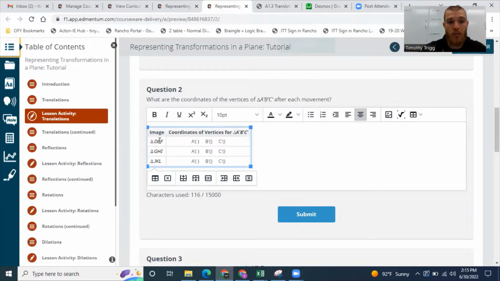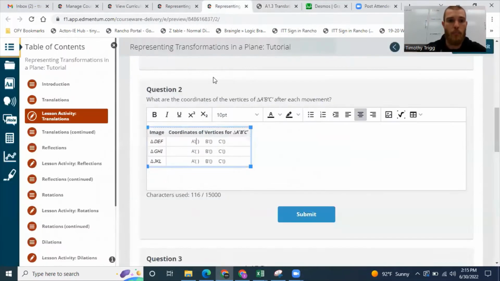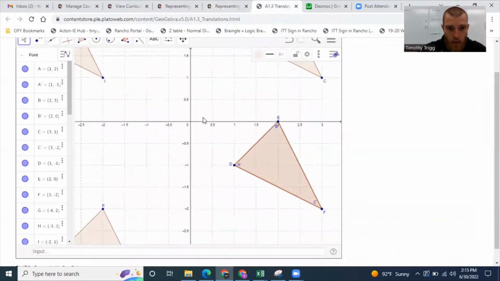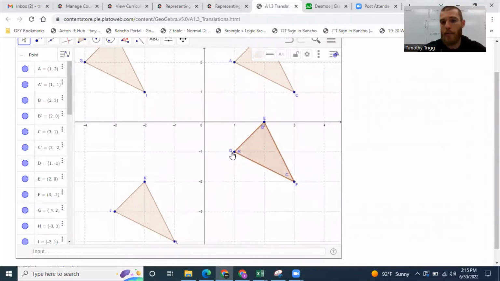So when we look at triangle DEF, going back to here, notice A prime corresponds with point D, right? They're the same. So what are the coordinates of point A prime here, or in other words, point D? Well, it's 1, -1. So we're going to put here 1, -1. Remember, when we do coordinate points, we always do the x coordinate first, then the y coordinate. So you can see this point here is 1 on the x-axis and then -1 on the y-axis.